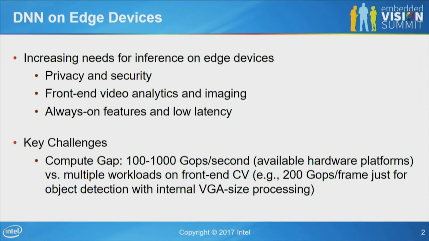However, there is still a gap between the computational capabilities that the currently available hardware platforms can provide and the algorithm complexity we need to run. Most recent hardware can provide hundreds of giga operations per second, which is a good number. But if you consider multiple workloads on the front-end computer vision, as an example, it requires almost 200 giga operations per frame, even for object detection, even if we internally resize the image into a smaller size. So there is a clear gap.